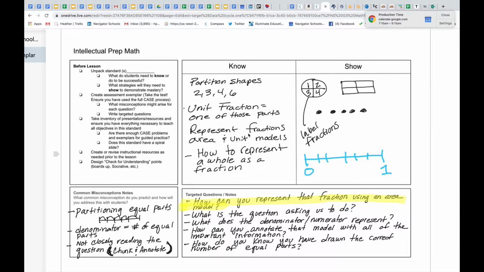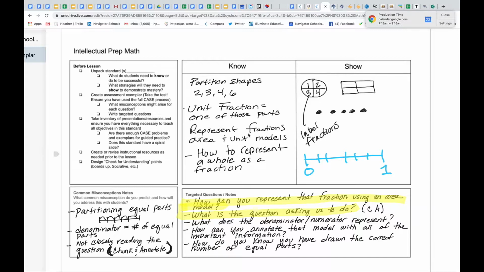And really what this is just indicating to the student is, like, show me your thinking using a representational model. The next one is, what is the question asking us to do? And that really goes back to that chunking of the problem and annotating the important information on the model. So making sure students are really closely reading those word problems.